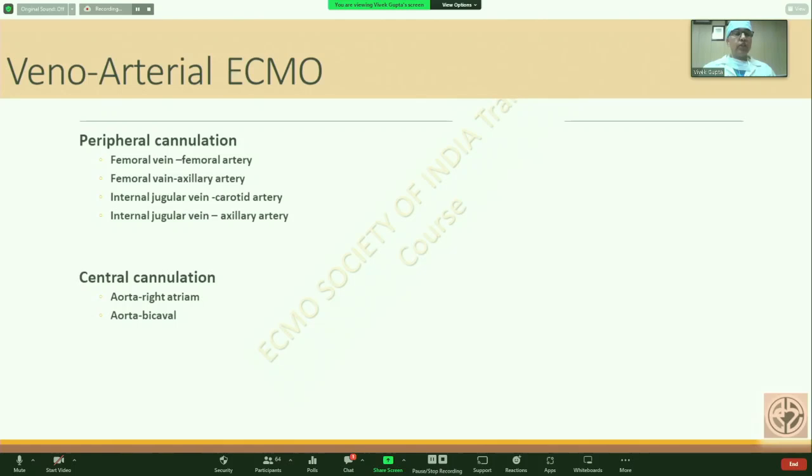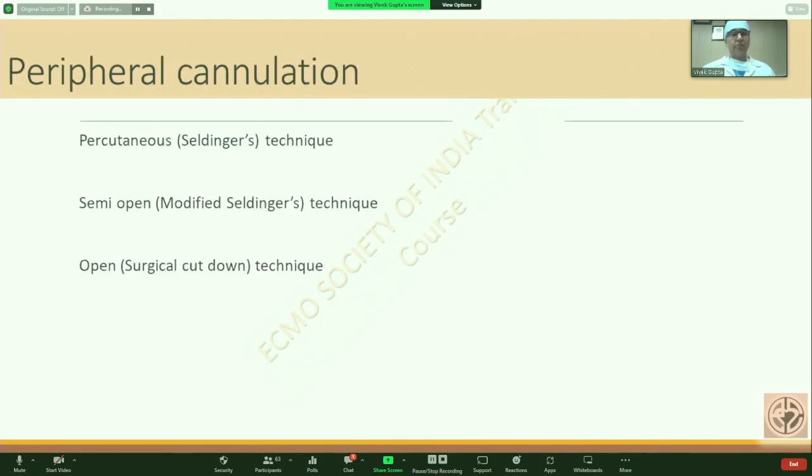Central cannulation can be achieved in cases of cardiac surgical patients, either directly in the ascending aorta and the right atrium, or in the ascending aorta and both the superior and inferior vena cava.